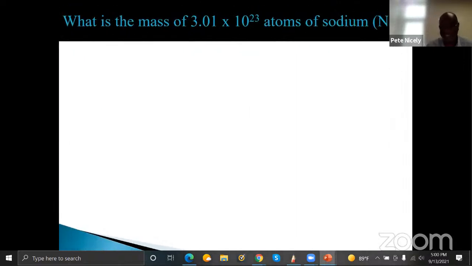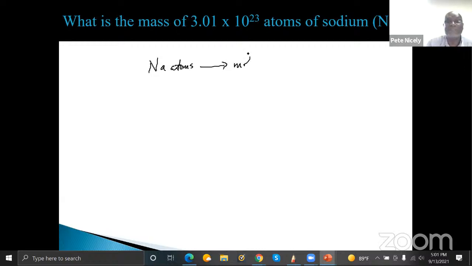Okay, so in this case, it's the reverse. They gave you the number of atoms of sodium, and they're asking for the mass. So basically you're given the sodium atoms, and what I would do is first convert that to moles of sodium, and then I'll convert that to mass in grams of sodium.